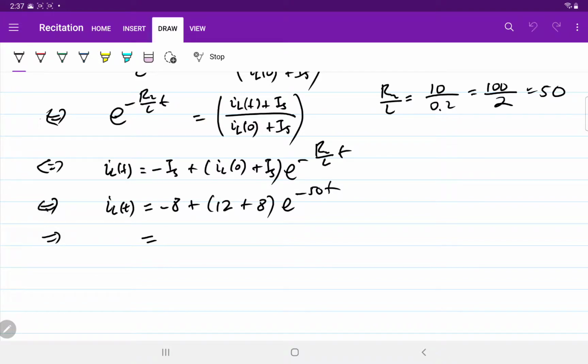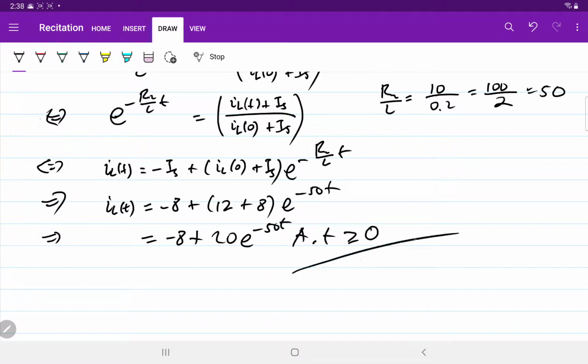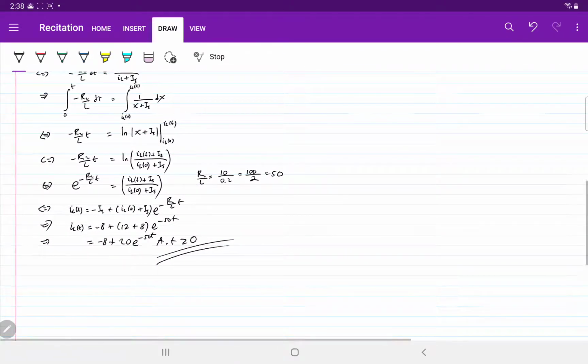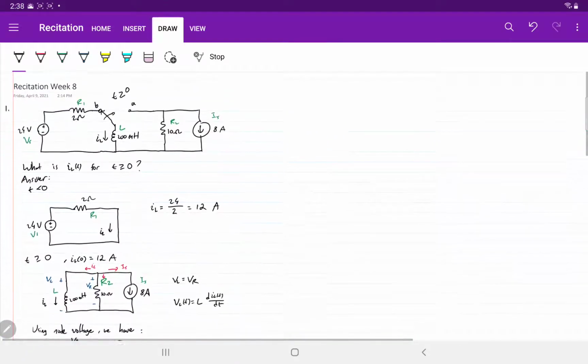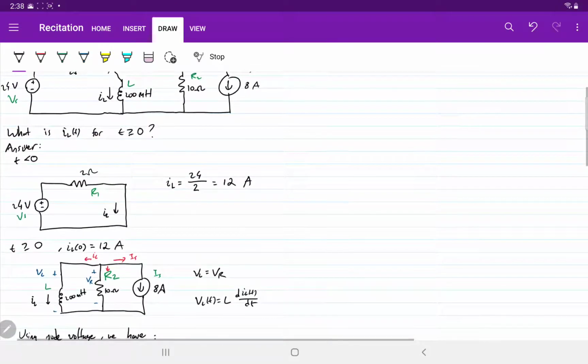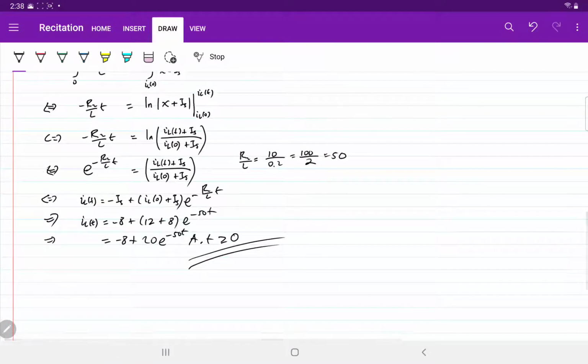You will get minus 8 plus 12 plus 8, which is 20, times e to the power minus 50t, and this is in amps, right? Don't forget the unit amps, and this holds for t greater than or equal to 0. Okay, so this is the solution for this problem, and yes, IL of t for t greater than or equal to 0 is given by this equation here.